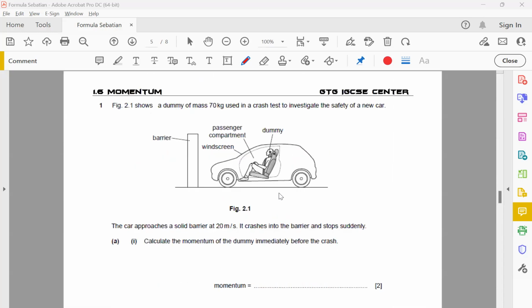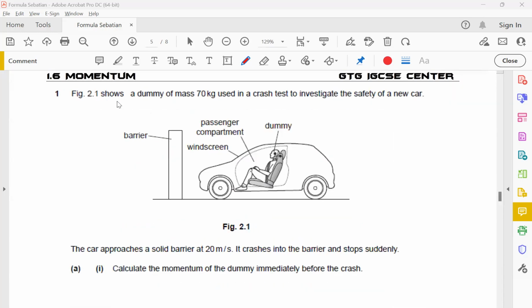Okay, let's go through this question together, guys. It says that figure 2.1 shows a dummy of mass 70 kg used in a car crash test to investigate the safety of a new car. The car approaches a solid barrier at 20 meters per second. This is useful information. It crashes in the barrier and stops immediately. What's my initial velocity? What's my final velocity? Initial is 20 meters per second, final 0.